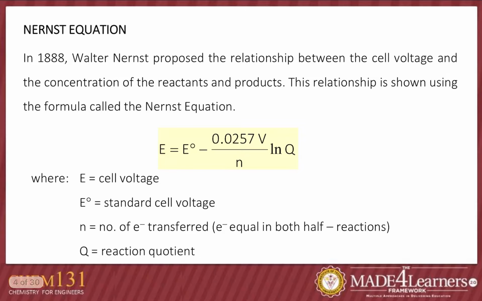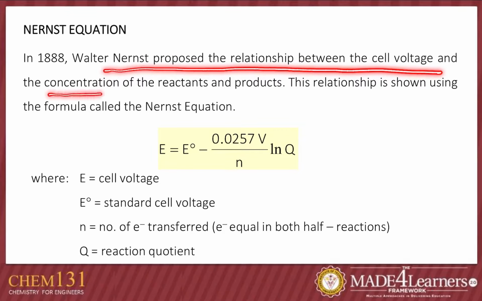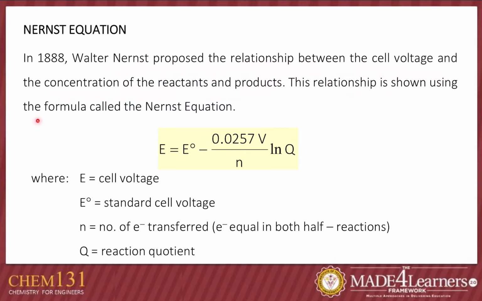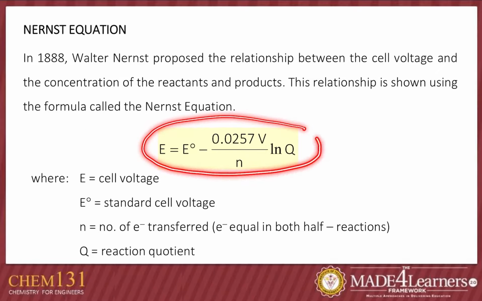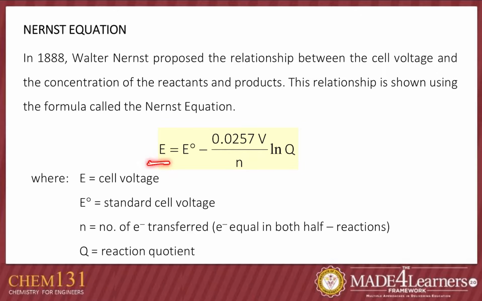In 1888, Walter Nernst proposed the relationship between the cell voltage and the concentration of the reactants and products. This relationship is shown using the formula called the Nernst equation. So, kani nga equation or formula gipakita niya kung unsay relationship between the cell voltage o concentration sa reactants o products. So, kung kani ang cell voltage, ang diri sa pikas, ang Q ang ni-represent sa concentration sa reactants o products.